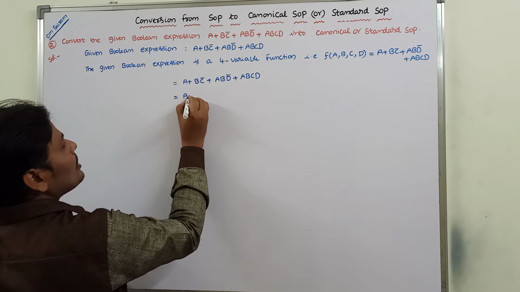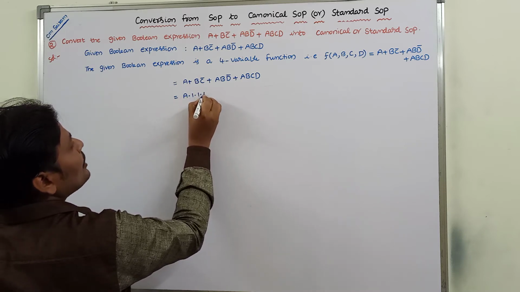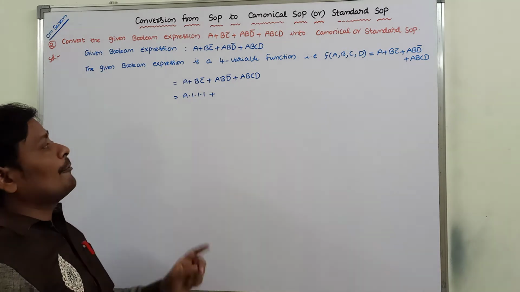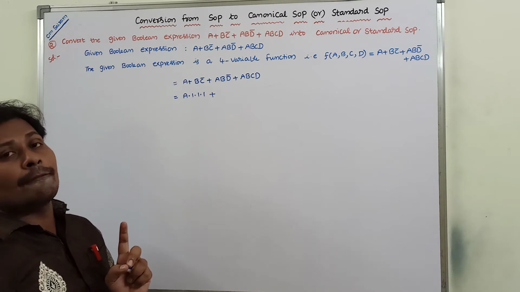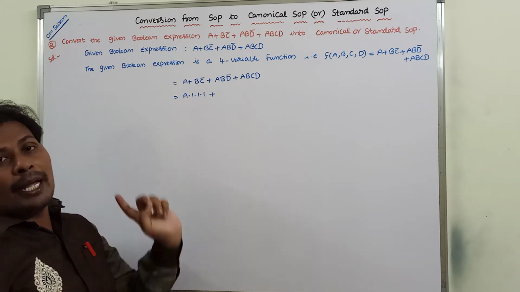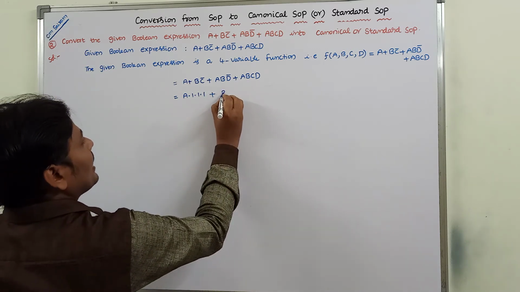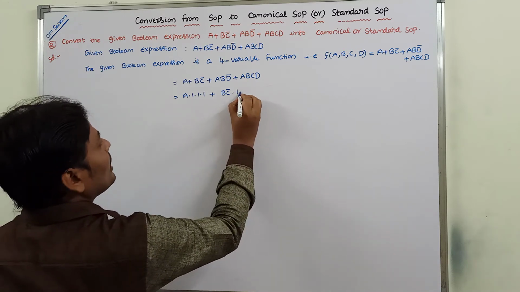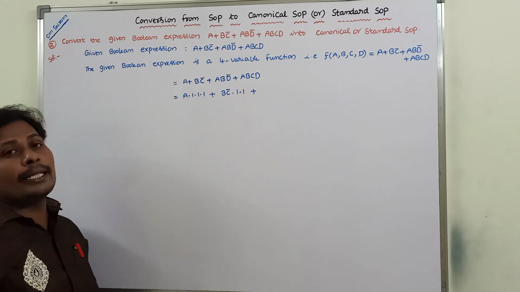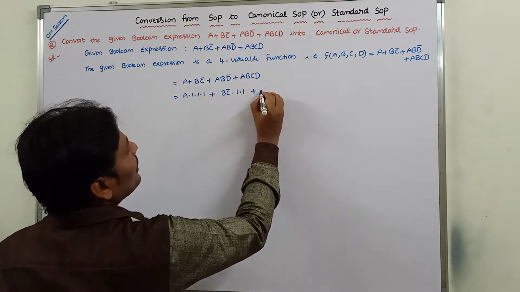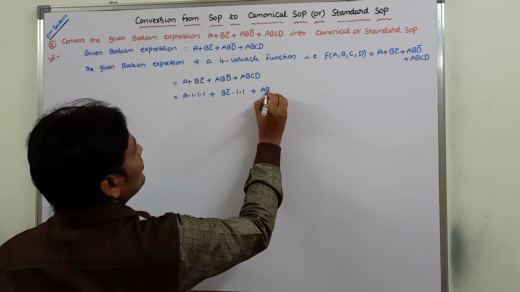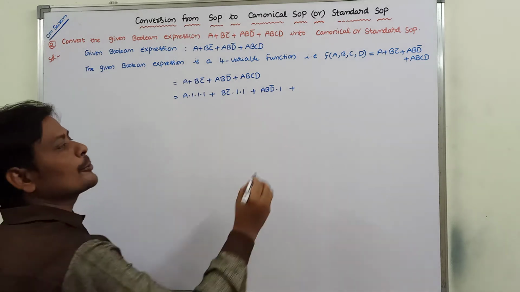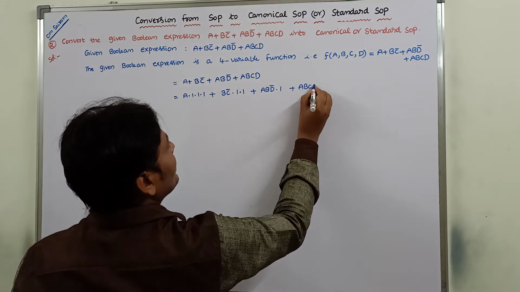So the first term can be written as a into 1 into 1 into 1, because 3 variables are missing. Each missing variable in a term can be represented by 1. In the second term, 2 variables are missing, so 1 into 1. In the third term, only variable c is missing, so a, b, d bar into 1. In the fourth term, no variable is missing, so a, b, c, d.